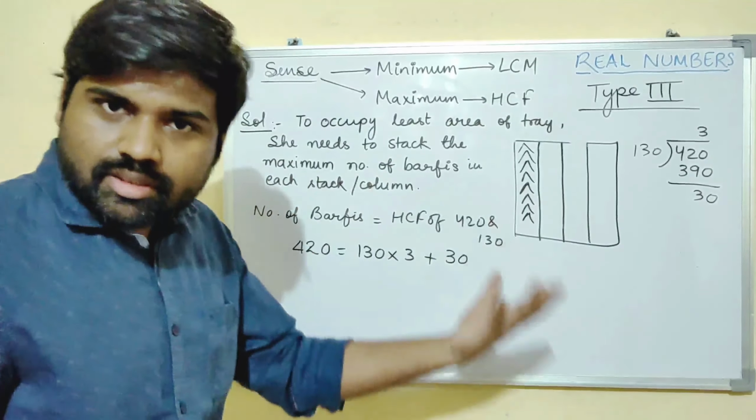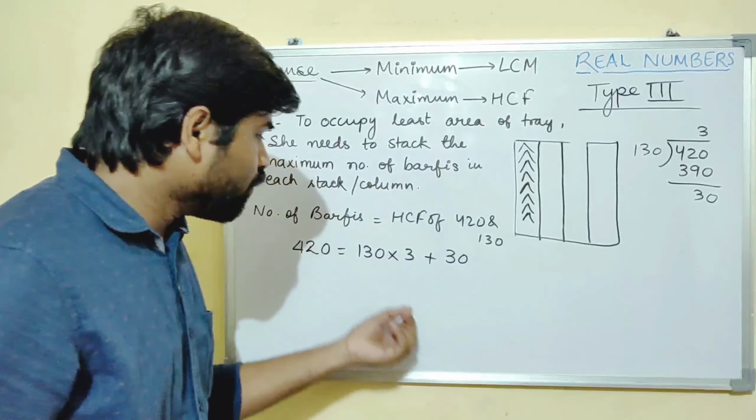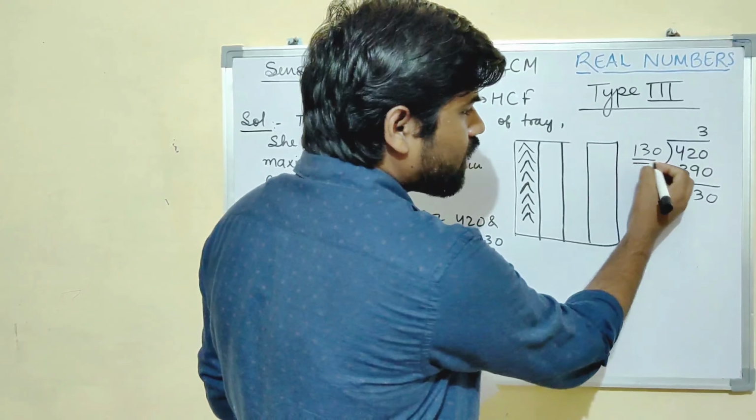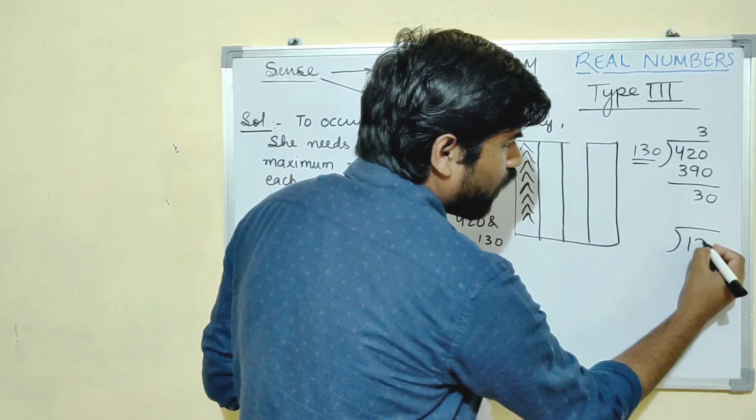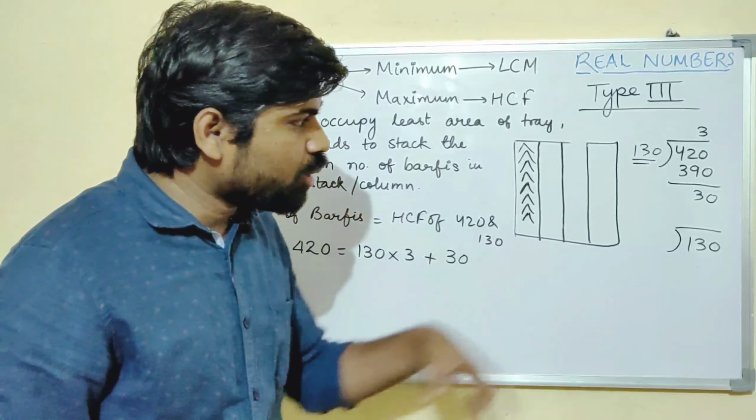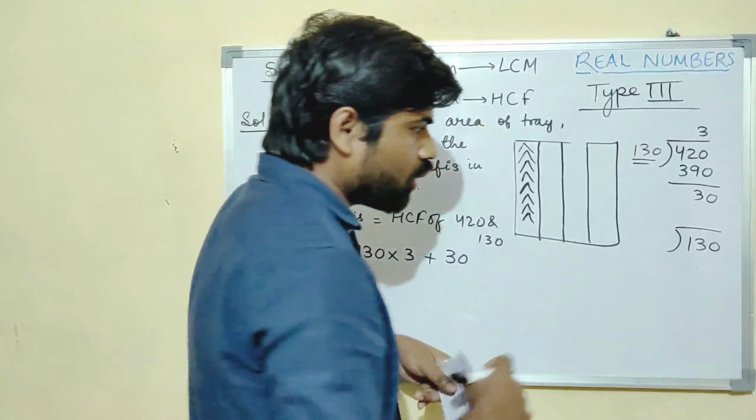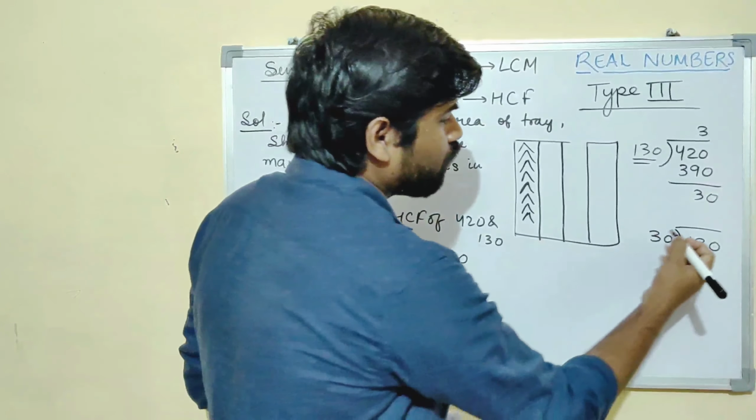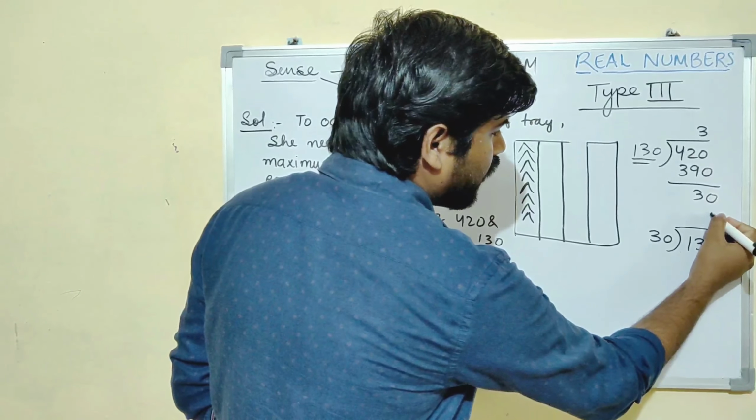Now in the next step, you have to make the divisor your dividend. 130 will be your dividend and the remainder will become your divisor. Now let us divide this. We get 30 times 4 is 120.